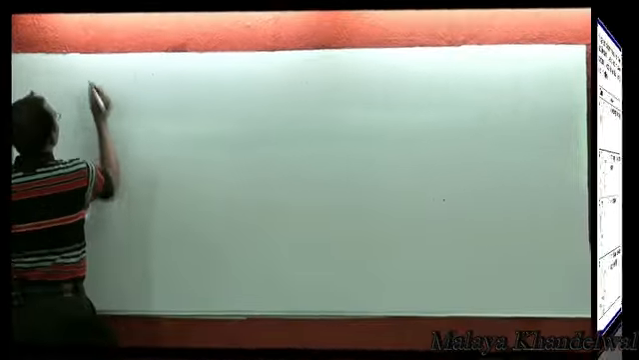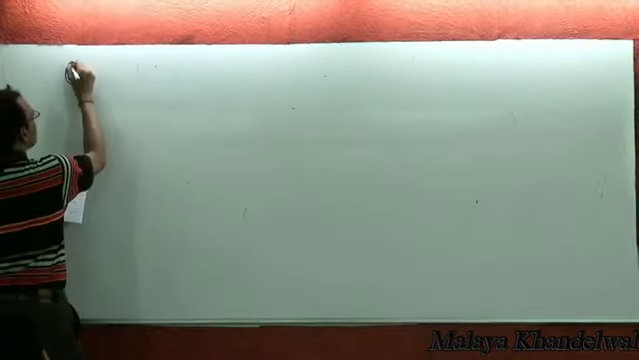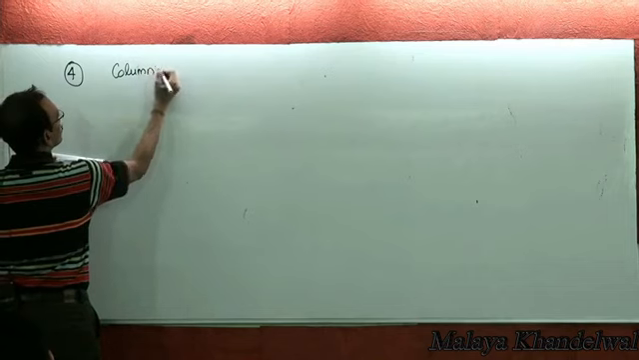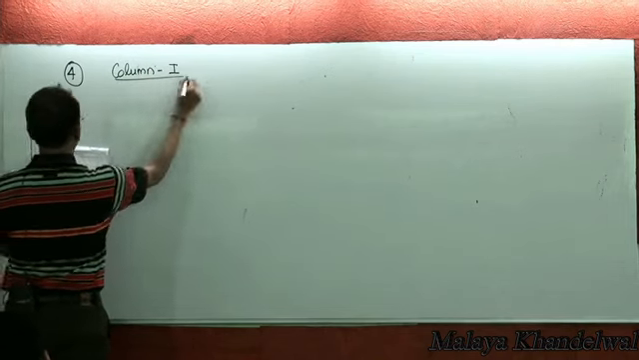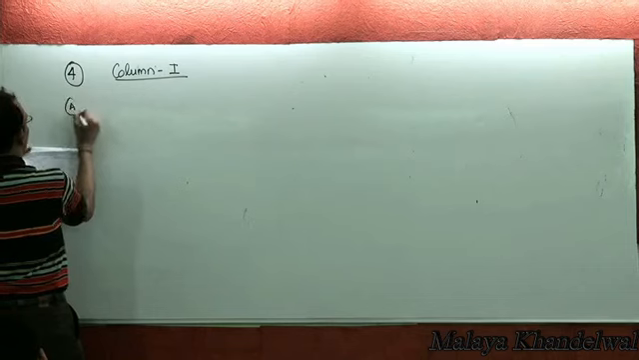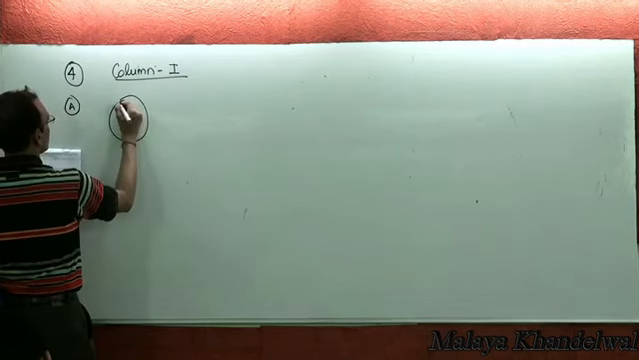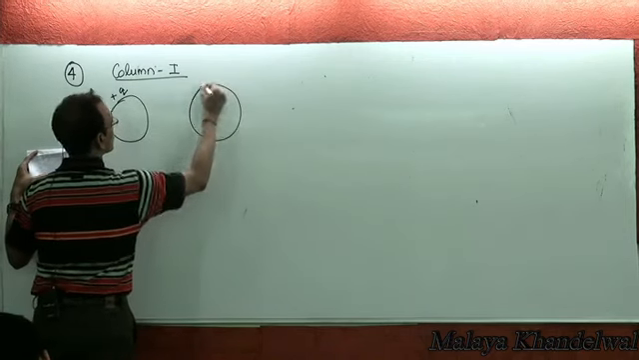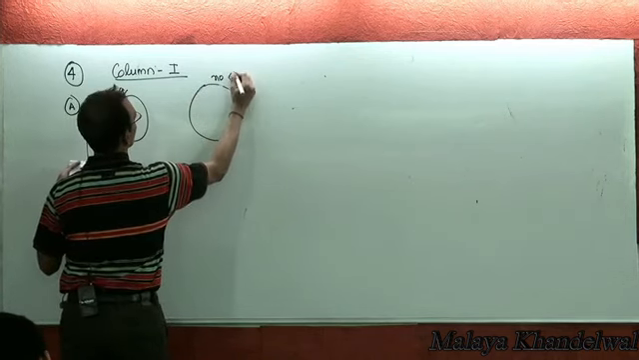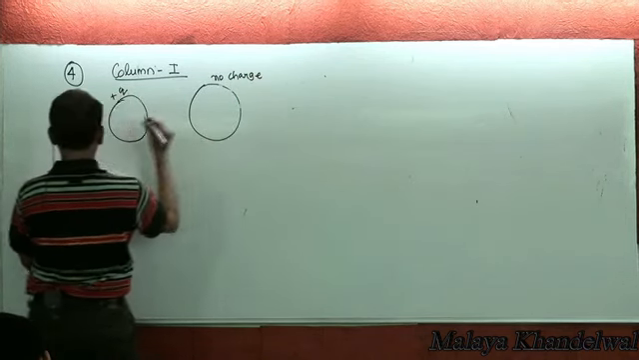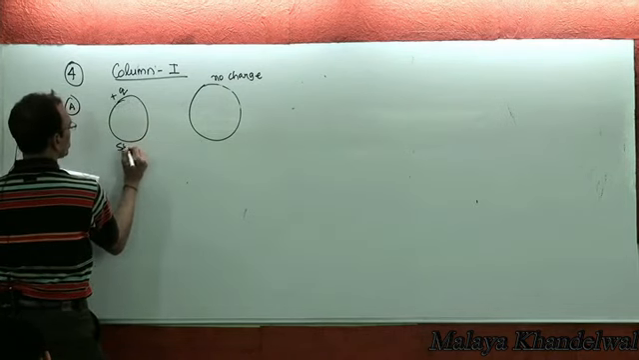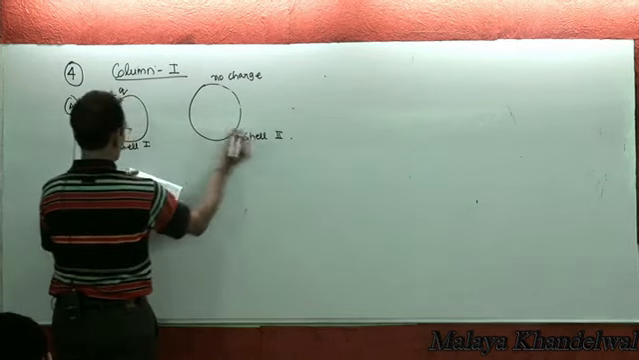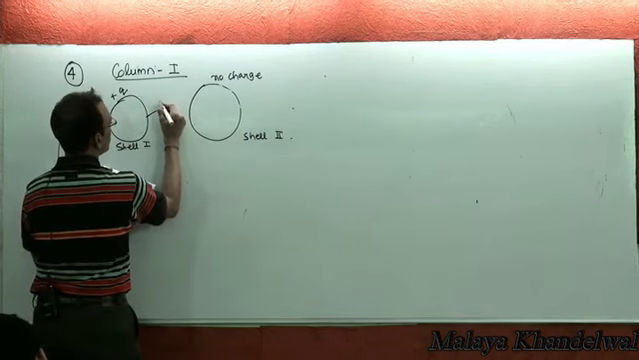Okay. Problem 4 is about match the column. Right. So there is column 1, in which we have the following situations. A. There is plus Q on a shell. This is uncharged, no charge. This is shell 1 and this is shell 2. There is a key, electrical key.